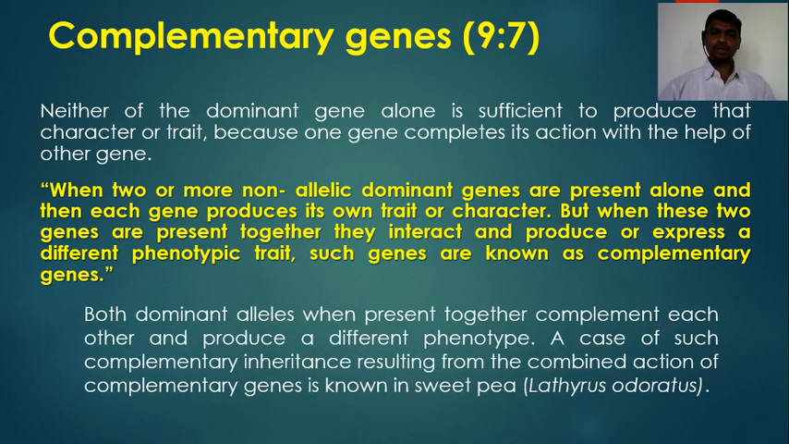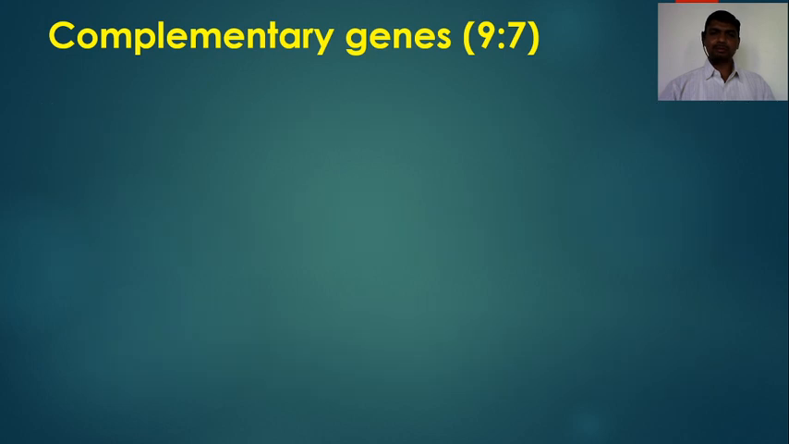So both dominant alleles, when present together, complement each other and produce a different phenotype. A case of such complementary inheritance resulting from the combined action of complementary genes is known in sweet pea, Lathyrus odoratus. So here we are going to take an example of a sweet pea plant where the dominant alleles, when present together, complement each other and produce a different phenotype. This is an example of complementary genes, and the F2 phenotypic ratio is 9:7.